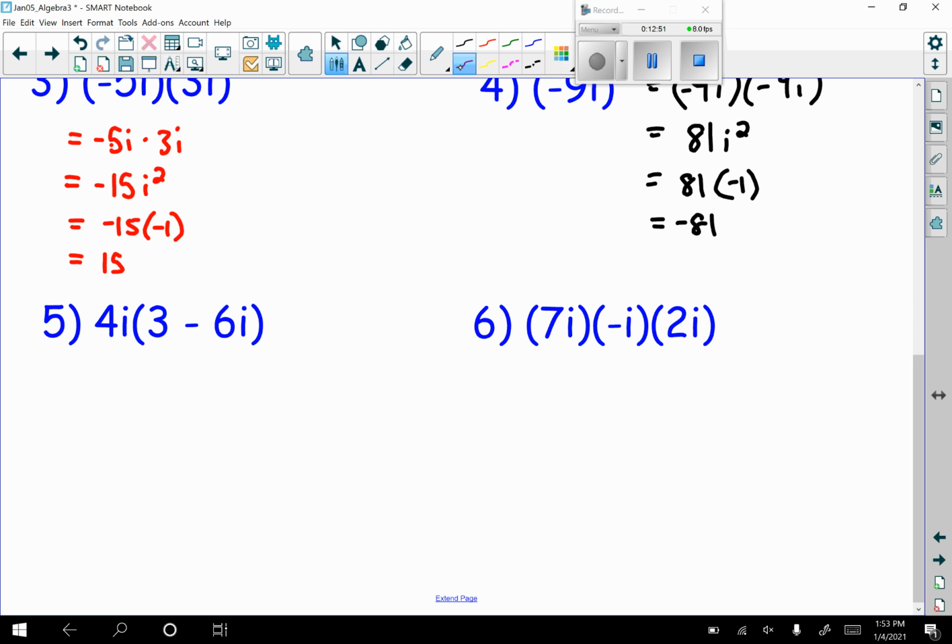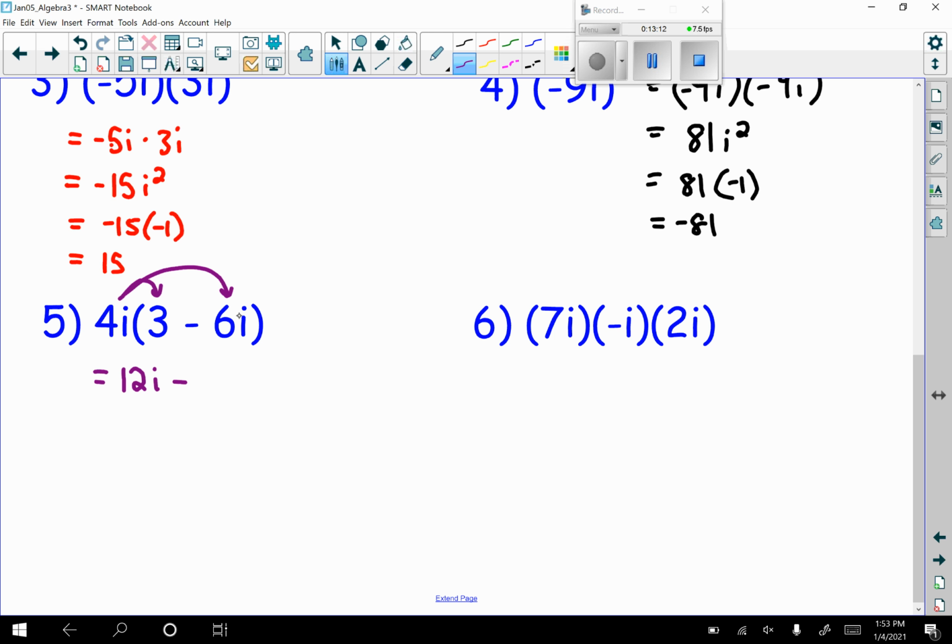Looking at number 5, go ahead and copy that down. Here we need to distribute. Again, pause the video if you wish to try 5 and 6 on your own. But for 5, we need to distribute. So 4i times 3 is just like 4x times 3. This is just going to become a 12i.